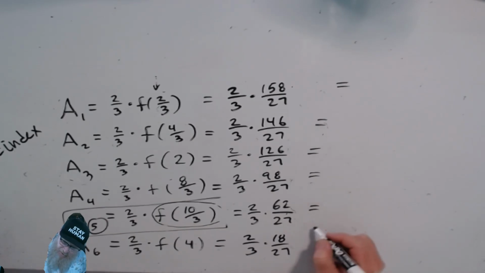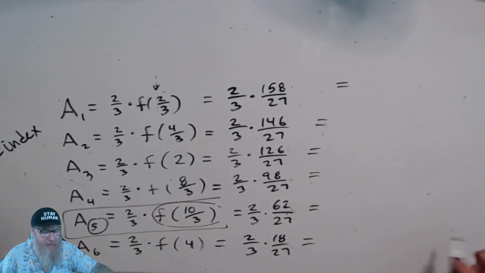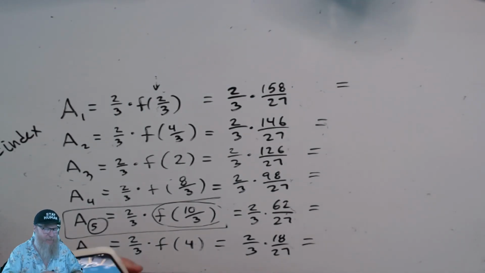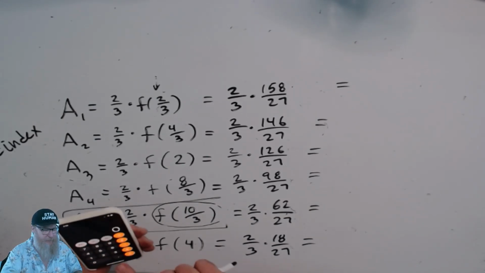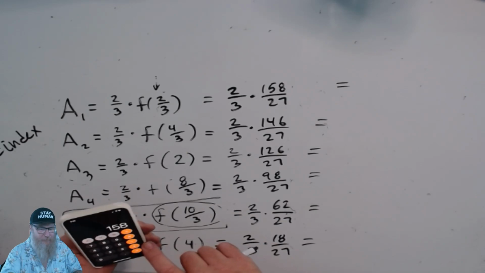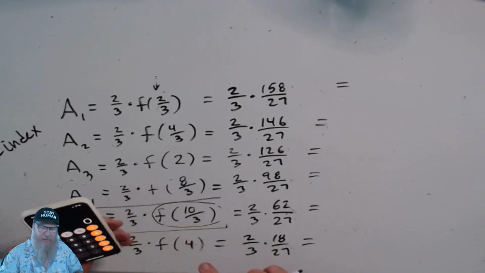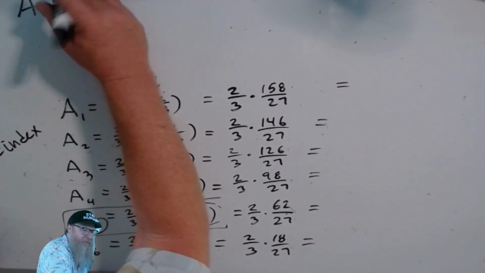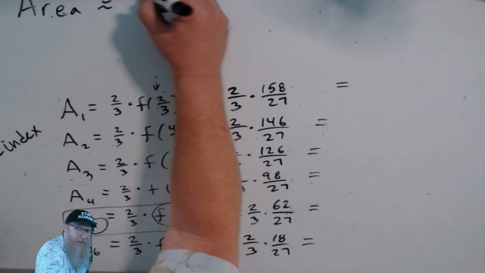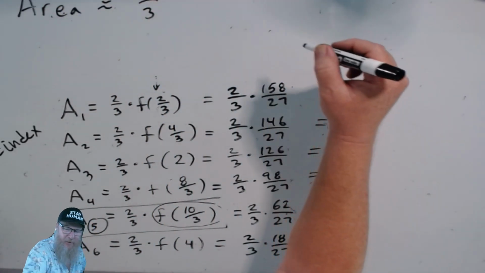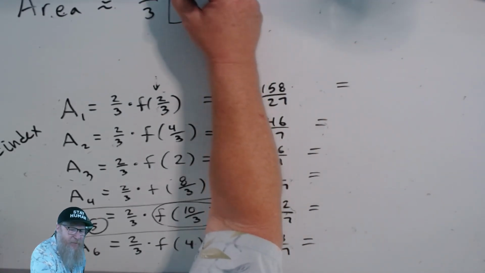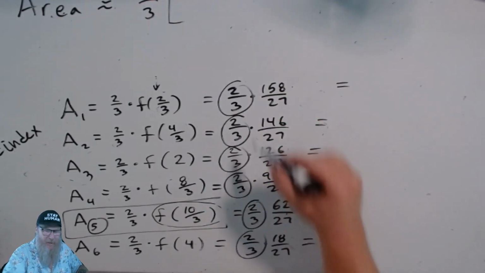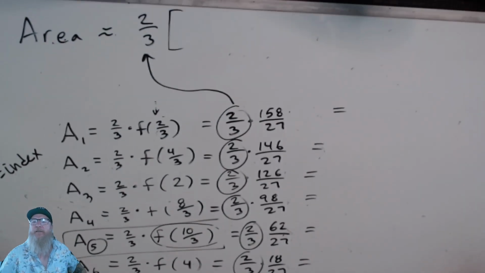So I've got 6 areas to add up. The easier you make these numbers look, the easier they're going to be to add when you get to the end. So let's do, yeah, it's not going to be nice. So we've got the area is approximately 2/3 times. Notice these all have 2/3 in them. So I can just put the 2/3 out in front.